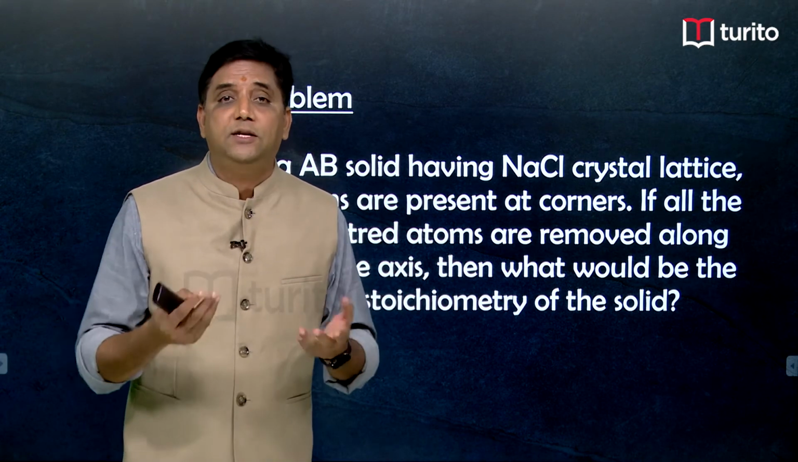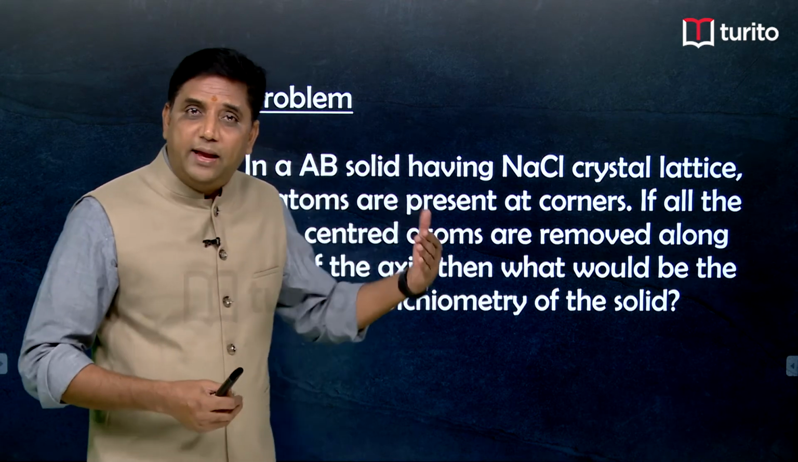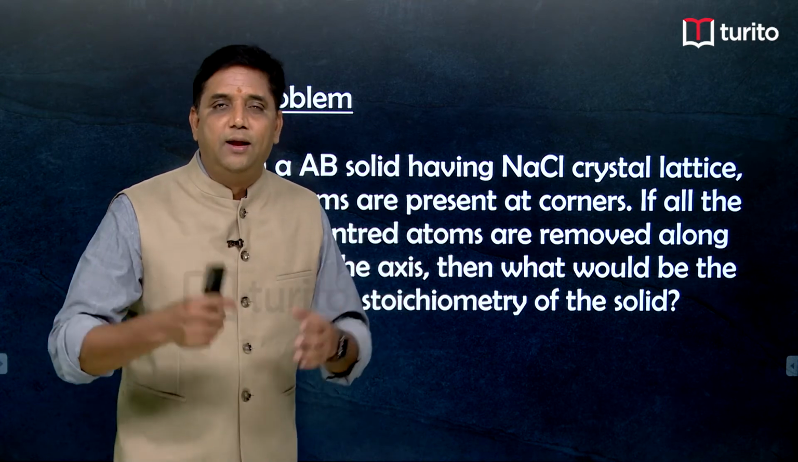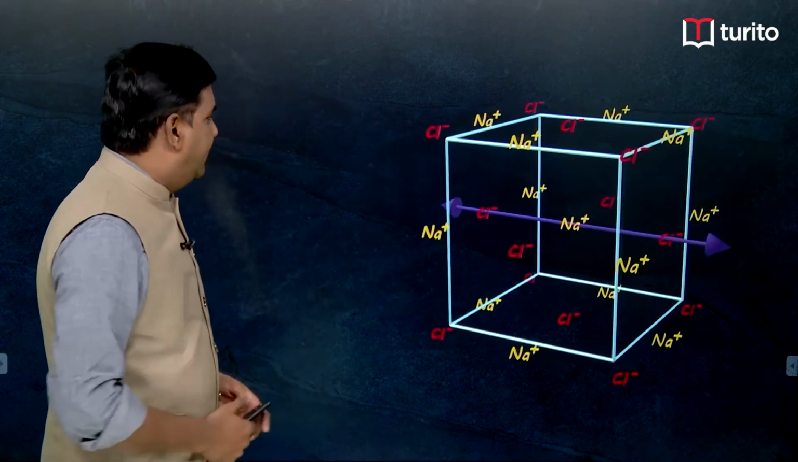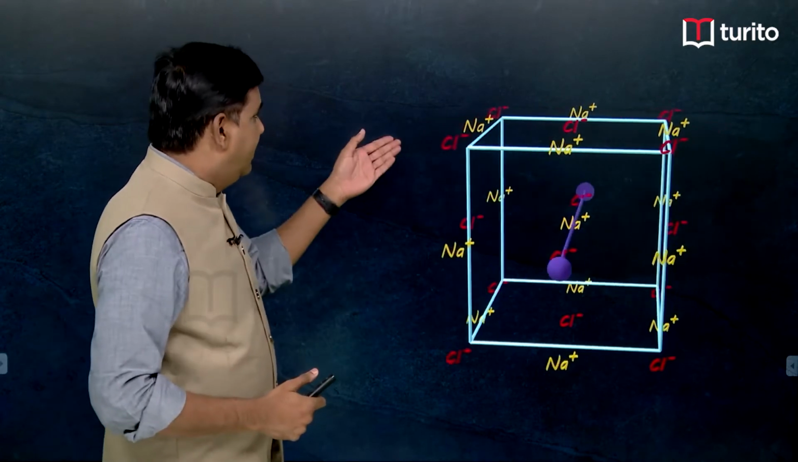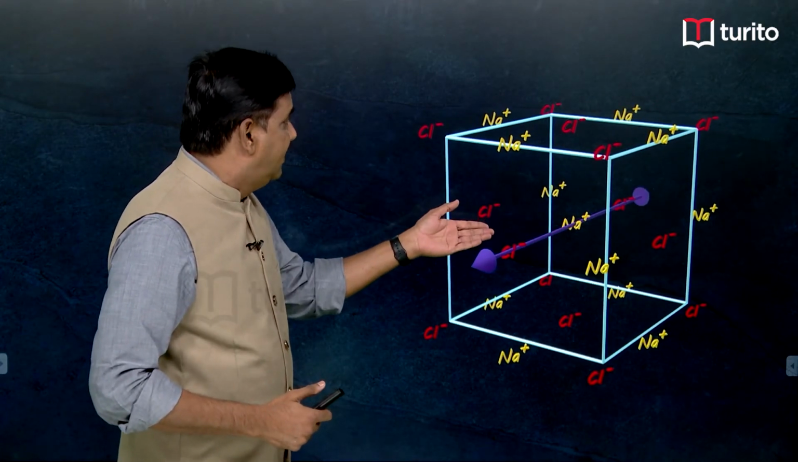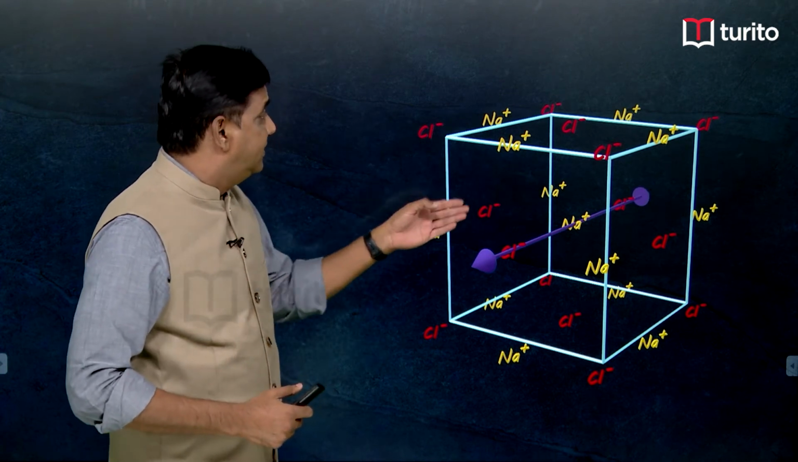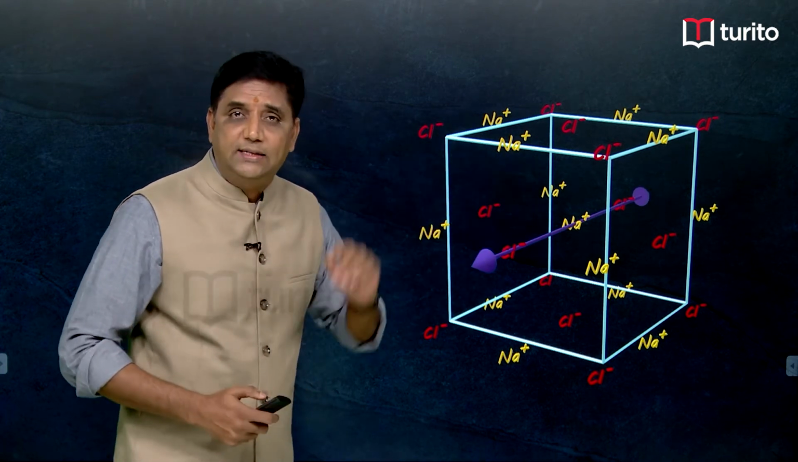Otherwise, a lot of imagination is required. So, with the help of that animation, how easily we can solve this question, you can observe on your own. See here, this is an NaCl crystal lattice. Na is present at the body center as well as at the edge center, and Cl minus ions are present at the corners as well as at the face centers.